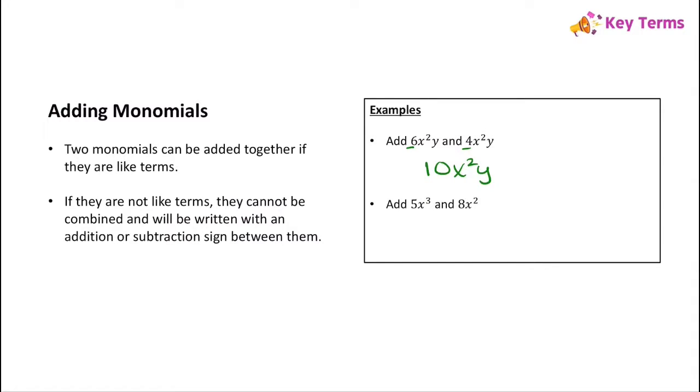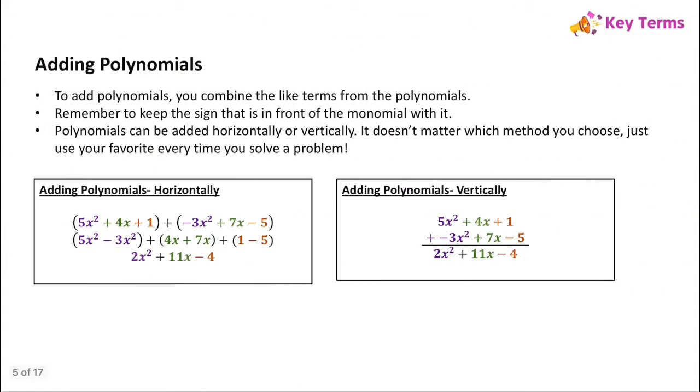If we add 5x cubed and 8x squared, those are unlike terms, so we're just going to write them with the addition sign in the middle. Okay, so if we have unlike terms, they can't be combined and you just leave the addition or subtraction sign there. So to add polynomials, we're going to combine the like terms from both polynomials. Remember to keep the sign that's in front of the monomial with it, and then polynomials can be added horizontally or vertically.